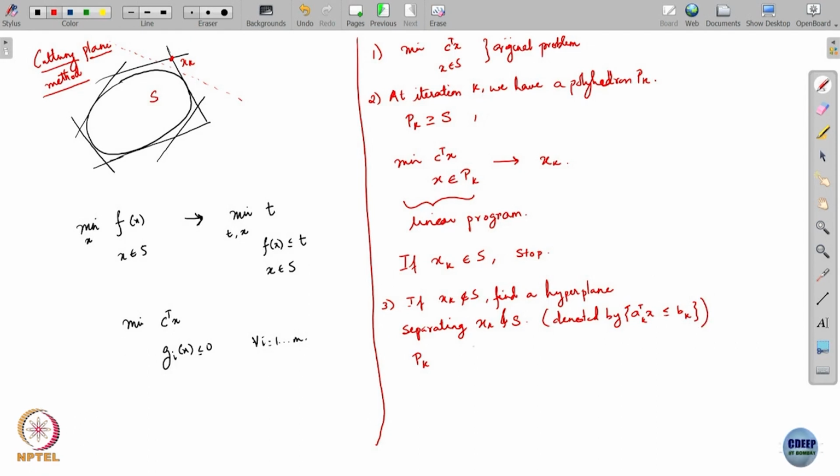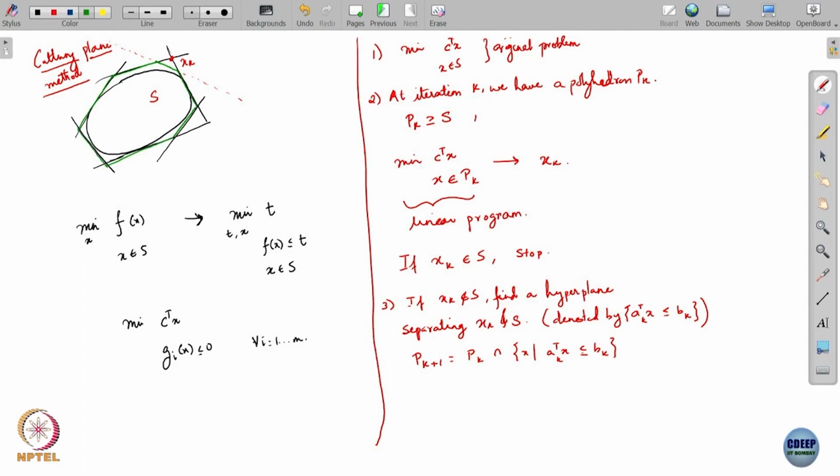So then you just simply define P_{k+1} as P_k intersection {x such that A_k transpose x less than or equal to b_k}. So, what has happened is your original set was this P_k, as has been outlined. Now, the new set, the new constraints would be this, this, this, and so on.